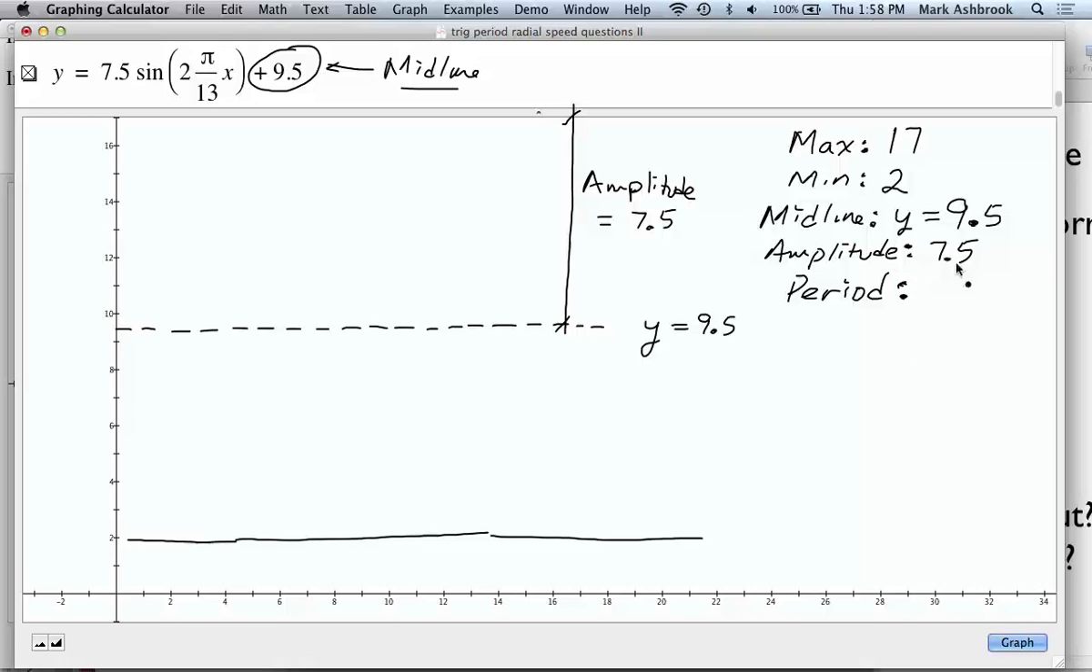What's our period? It said 13 seconds to get all the way around. So how are we going to chunk up 13 to help us sketch this graph? This is what I did last night because I had a number that wouldn't be whole when I did it. I put 13 on the very end, and then for the next dash, I put 13 times 3 quarters, and then 13 times a half, 13 times 1.